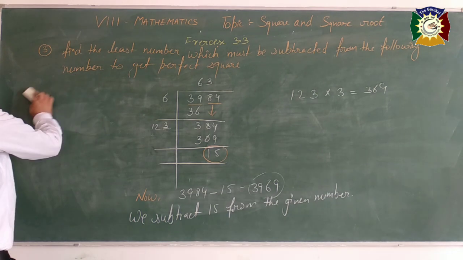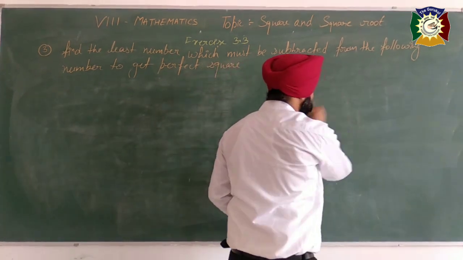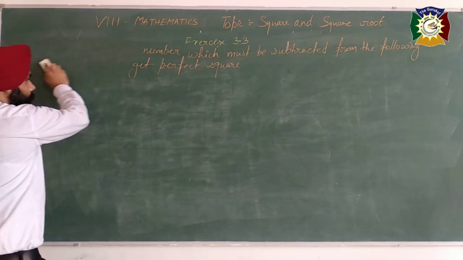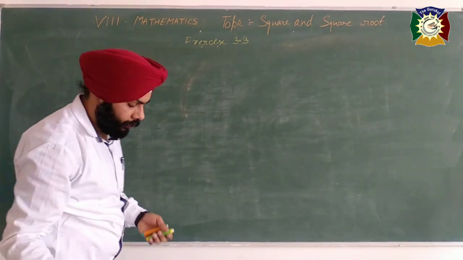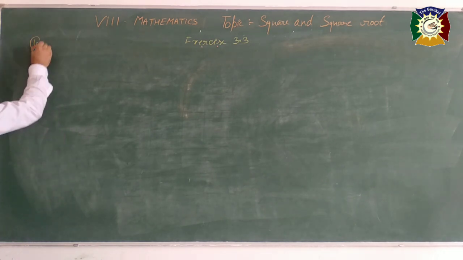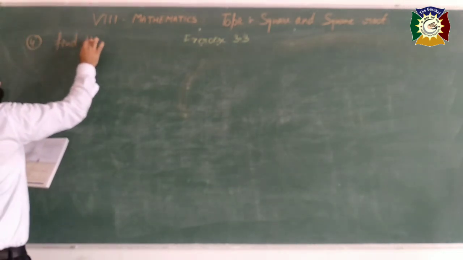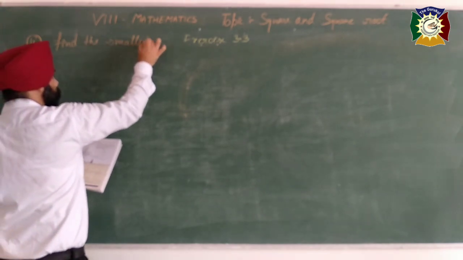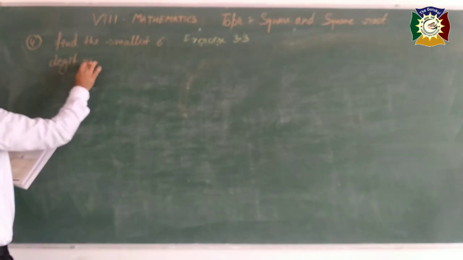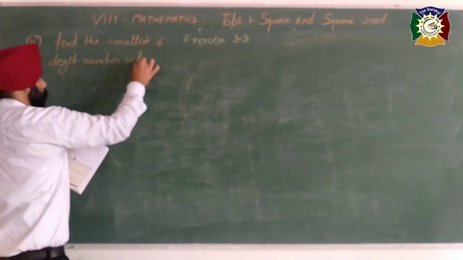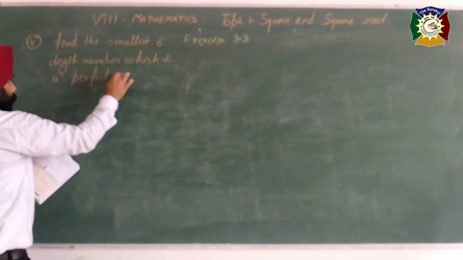Now after that, fourth question. We have to find the smallest 6-digit number which is a perfect square.